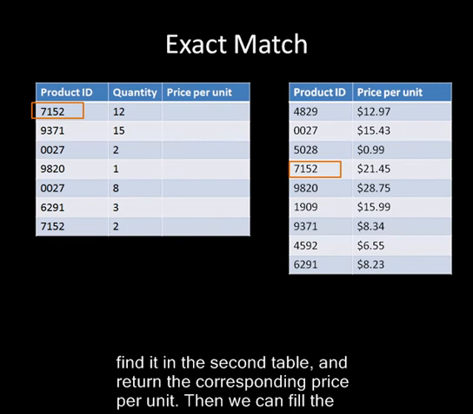Close parentheses and press enter, and you get the region for the first employee. I'll double click on the fill handle to fill down, and you can see that we're getting the correct region based on employee ID. This concludes the video for VLOOKUP functions.